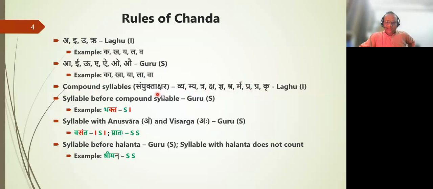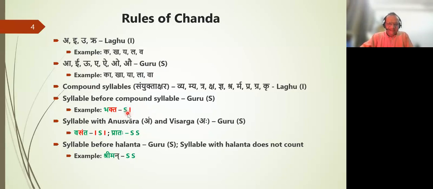Any compound syllable you see is a laghu sound. It is a short sound. As I mentioned, a short sound is represented by a straight line, and a long sound is represented by a curvy line, like this. Now, the syllable before a compound syllable. If there is a compound syllable and before that there is any other syllable coming, that will be counted as guru, a long sound. For example, we have the word bhakta. Here half ka and full ta is a compound syllable. The compound syllable itself is a laghu sound, so I have represented it as a straight line. But bha, before this compound syllable, is a guru sound. So like this, there is a curvy line and then there is I. So I will call the straight line I and this one S. Or I can also call them guru and laghu.